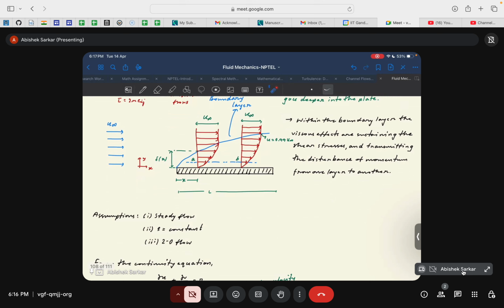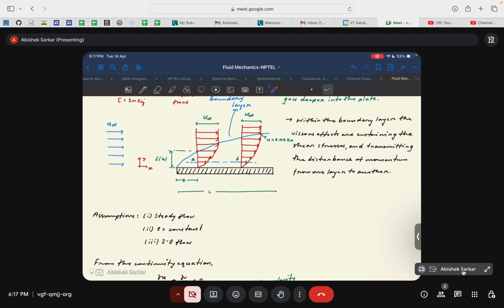And one more thing that you would have noticed is your velocity profile. Your velocity is 0 at the surface of the object, because we have to impose the no-slip boundary condition. The no-slip and no-penetration boundary conditions say that your v velocity and u velocity are both 0 at the surface of the plate.